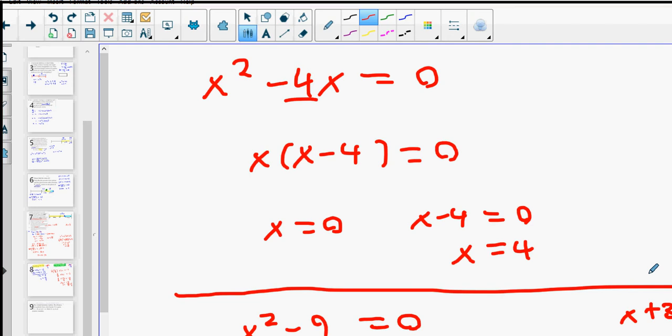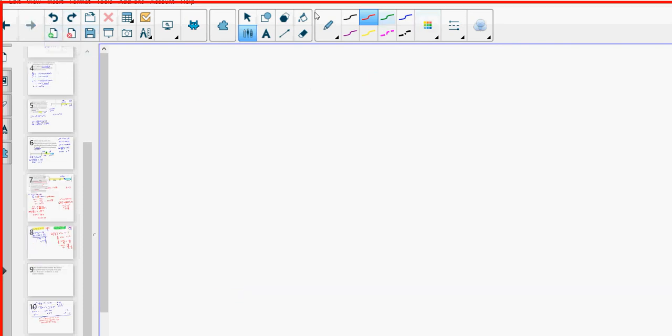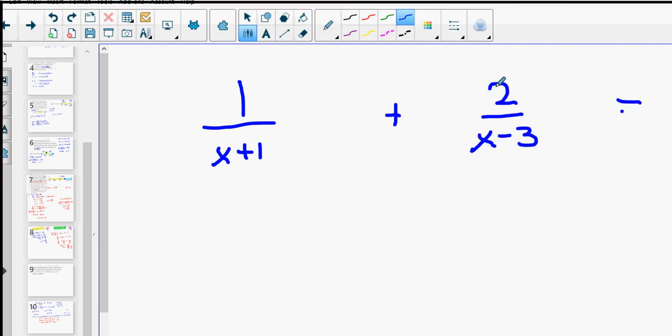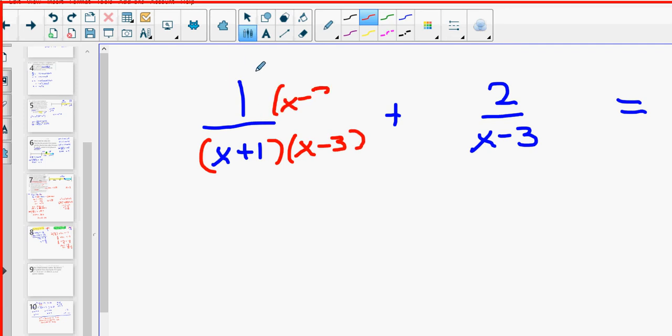Okay. Now, this is the business end of the test, where stuff starts to get a bit more difficult, okay? So, 1 into x plus 1 plus 2 into x minus 3 equals 1. Now, you get 5 marks for just getting the common denominator. So, what's the common denominator? x plus 1 and x minus 3.